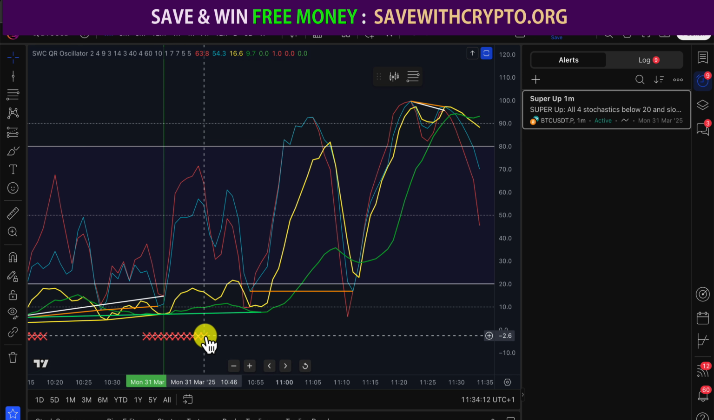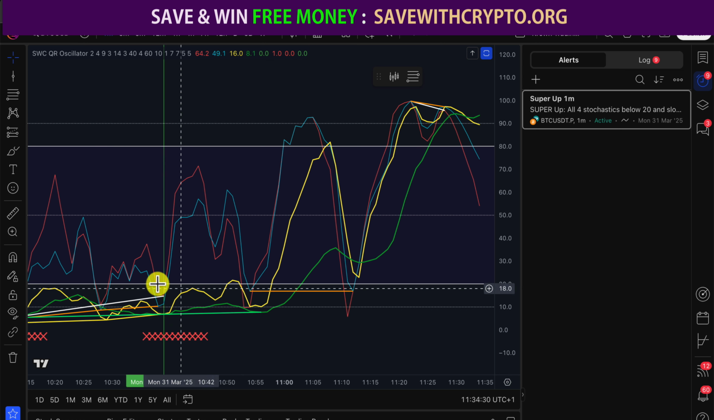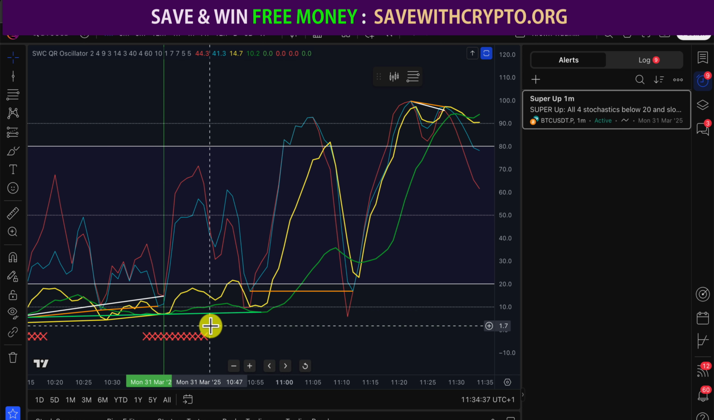The red cross is part of what's called an ABCD pattern recognition, which means that the price still wants to go down. So at this point here, even though you got the super signal up, the best thing to do would have been to hang fire a little bit and wait till these red crosses stopped appearing.